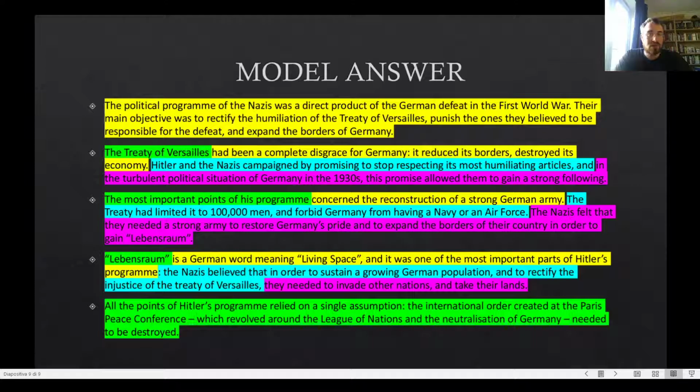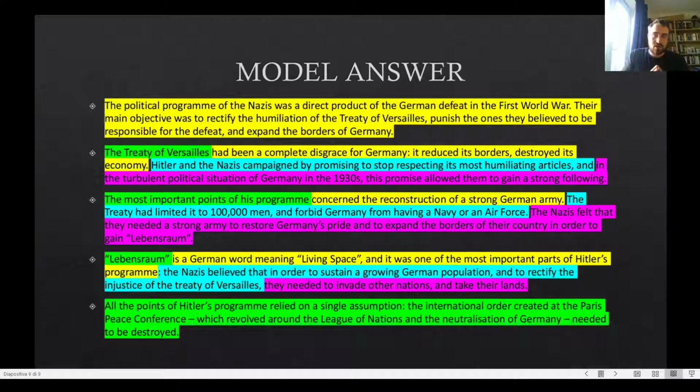The most important points of this program concerned the reconstruction of a strong German army. The treaty had limited it to 100,000 men and forbade Germany from having any navy or air force. The Nazis felt that they needed a strong army to restore Germany's pride and to expand the borders of their country in order to gain Lebensraum. Lebensraum is a German word meaning living space, and it was one of the most important parts of Hitler's program. The Nazis believed that in order to sustain a growing German population and to rectify the injustice of the Treaty of Versailles, they needed to invade other nations and take their lands.